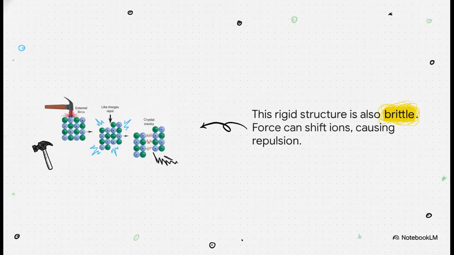But you know, there's a catch to being so rigid and organized. If you hit a salt crystal, just give it a good whack, you can actually knock the layers out of alignment. And all of a sudden, you have positive ions right next to other positive ions and negatives next to negatives. They instantly repel each other with huge force and, crack, the whole thing shatters. It's the perfect explanation for why something so strong can also be so brittle.